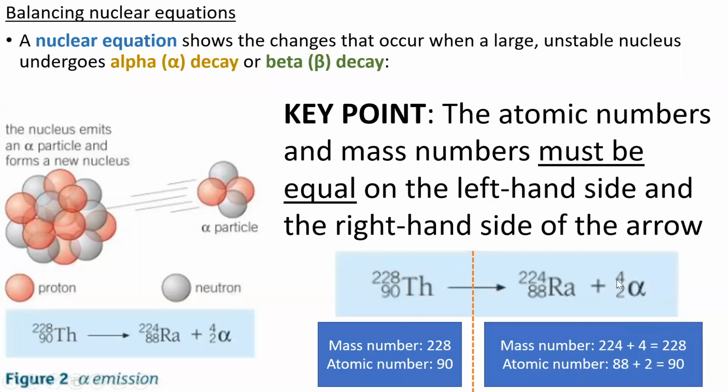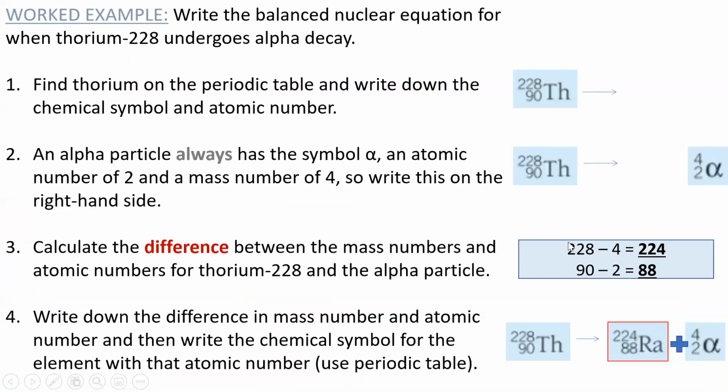That's 4, 2. It's got 4. It's got 2 protons and 2 neutrons, added together to make 4. It's got 2 protons. Okay, so that's an alpha. That's simple enough, isn't it? So you go step by step through it here.